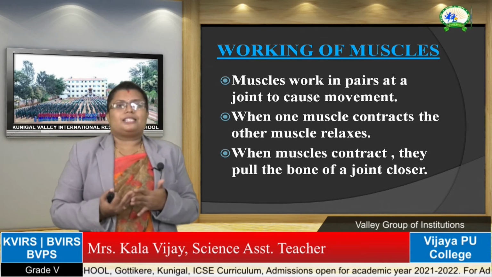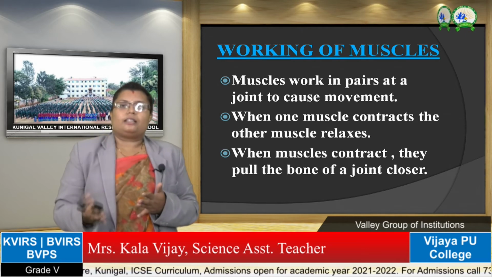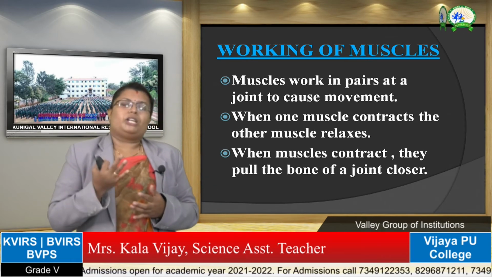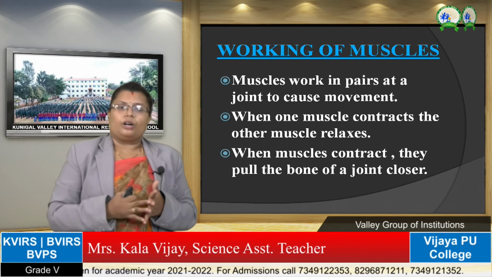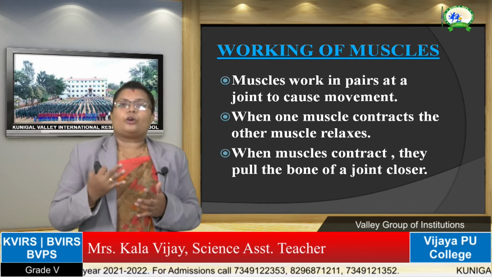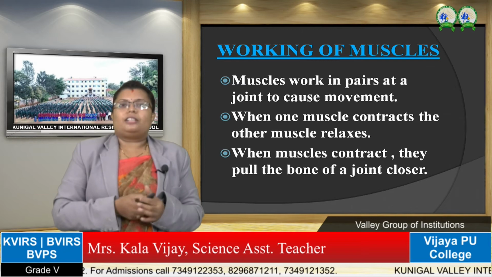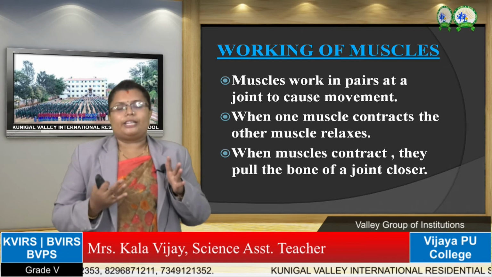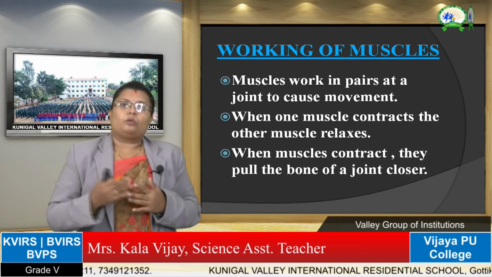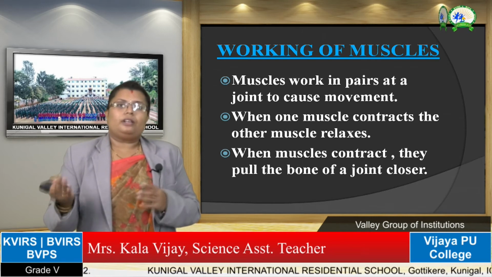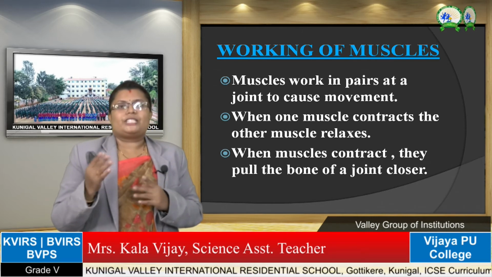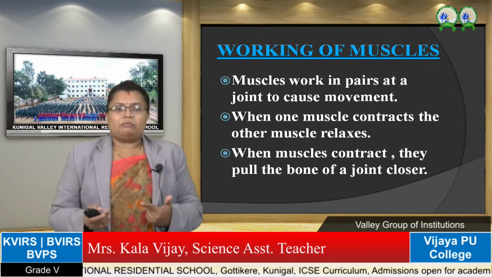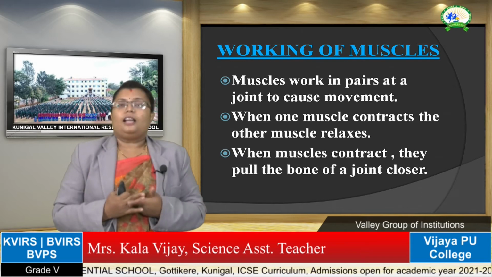Working of muscles: as I told, the muscles along with the bone itself give stability to our body. So now we'll learn how the muscles work. Muscles work in pairs at a joint to cause movement. You have learnt in detail what a joint is. The muscles present in the joints work in pairs to cause a movement. If a movement has to happen, there should be pairs of muscles interacting with one another to form that movement. So when one muscle contracts, the other muscle relaxes.